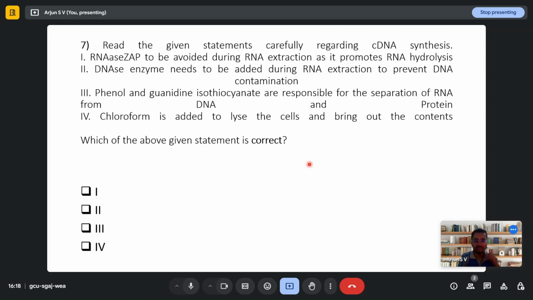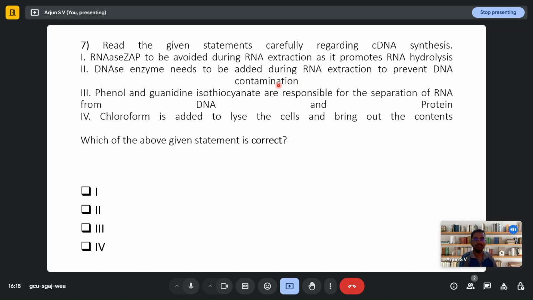So I'll read statement 3 again. Phenol and guanidine isothiocyanate are responsible for the separation of RNA from DNA and protein. And statement 4 is chloroform is added to lyse the cells and bring out the contents. Which of the following statements is correct? Out of all these 4 statements, only option 2 seems to be correct: DNase enzyme needs to be added during RNA extraction to prevent DNA contamination.